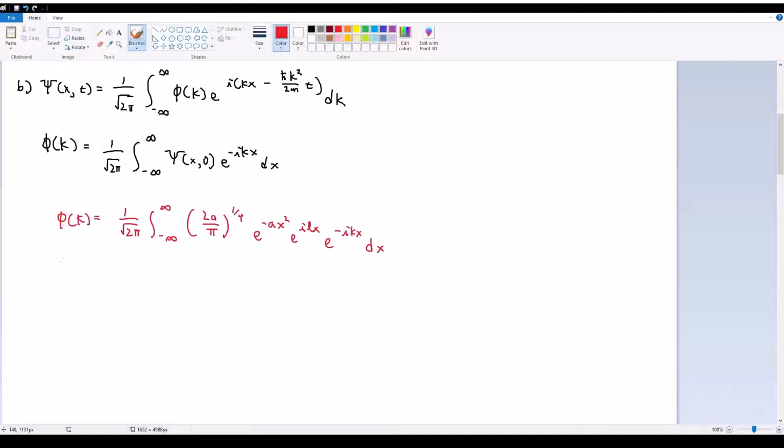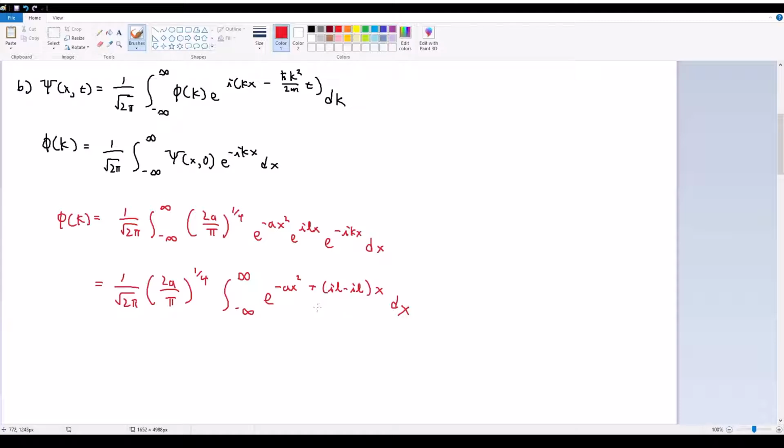So at this point, we can combine exponentials and also move the constants out. So we have 1 over the square root of 2 pi multiplied by 2a over pi to the power of 1/4. And then we have the integral from negative infinity to positive infinity of e to the negative ax squared plus ilx minus ilx. So let's rewrite this as plus il minus il multiplied by x. And from here, this doesn't seem like a very easy integral to solve.